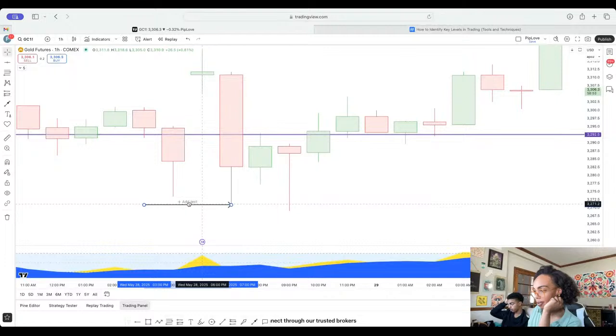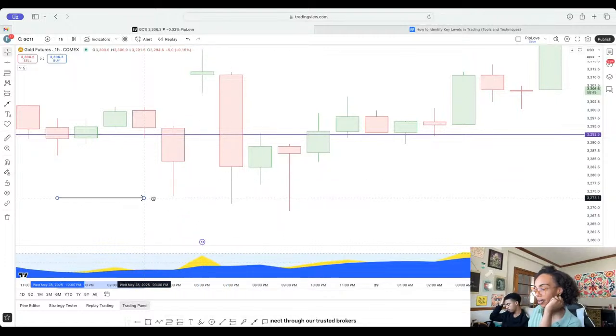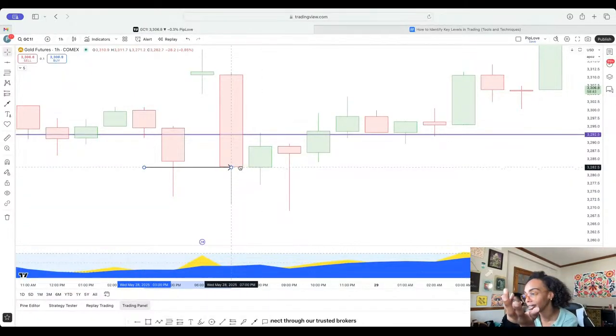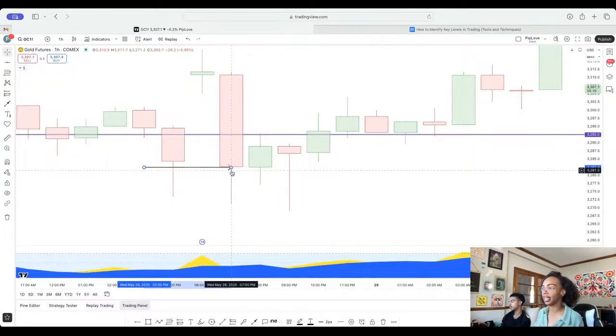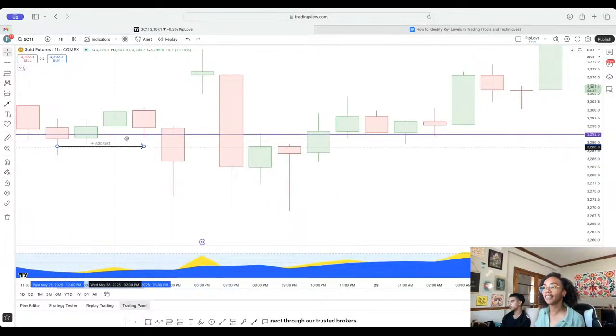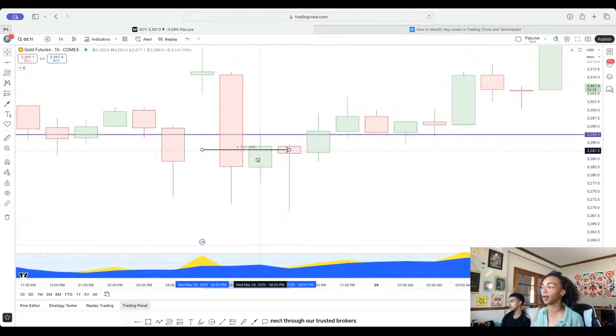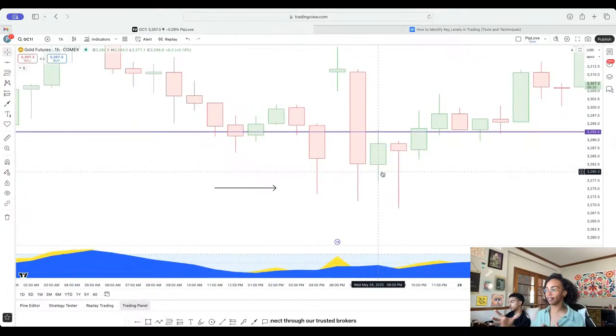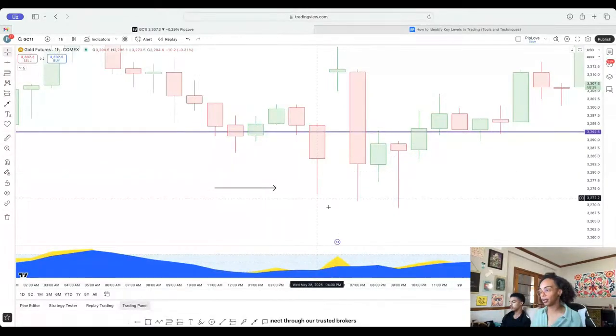The wick shows sellers were able to pull price down a little lower than this wick previously. Then look at this next candle here. It opens at the same price point, and then sellers were unable to follow through. So there's a lot of indecision here. You just look at what the market is telling us, and it's telling us right here that we're at a key level.